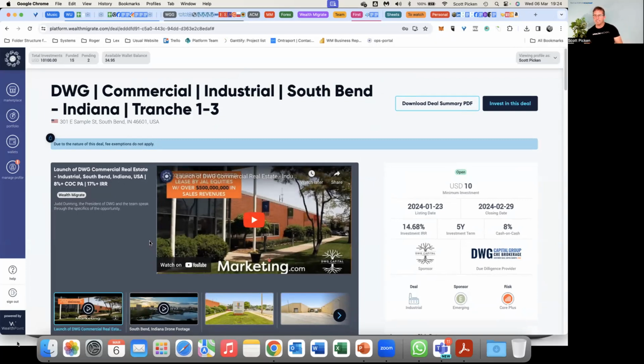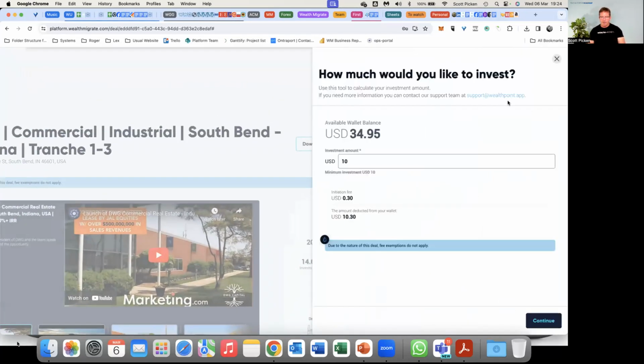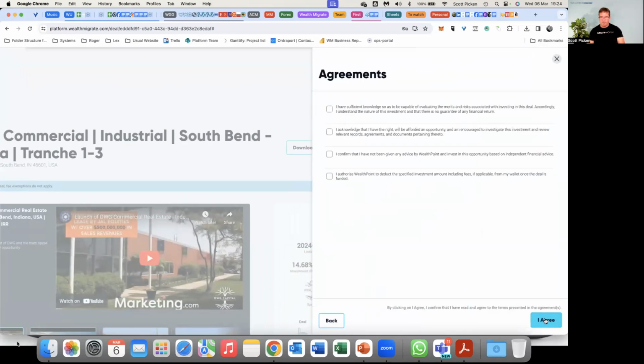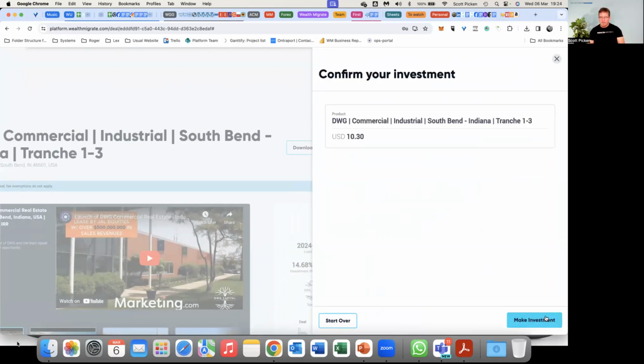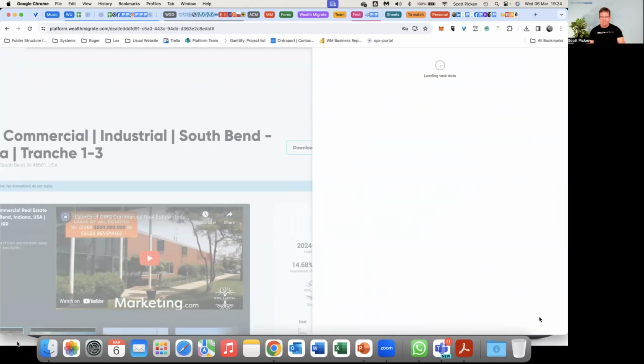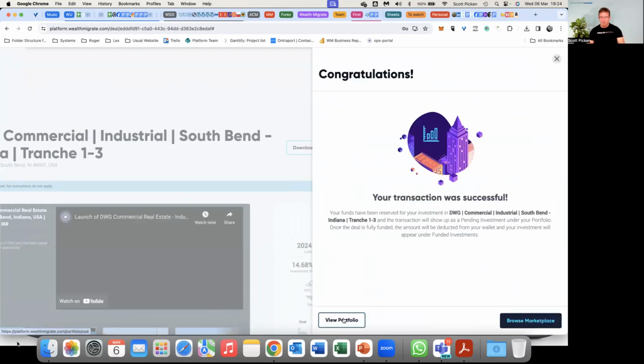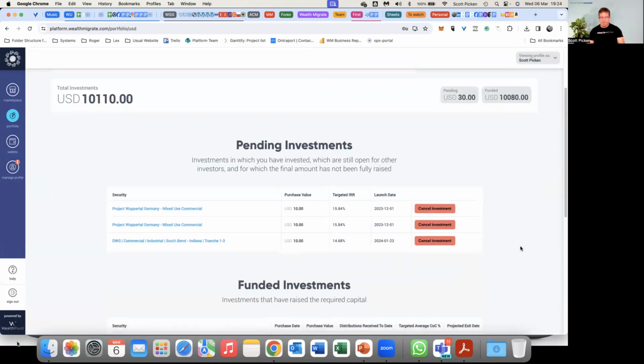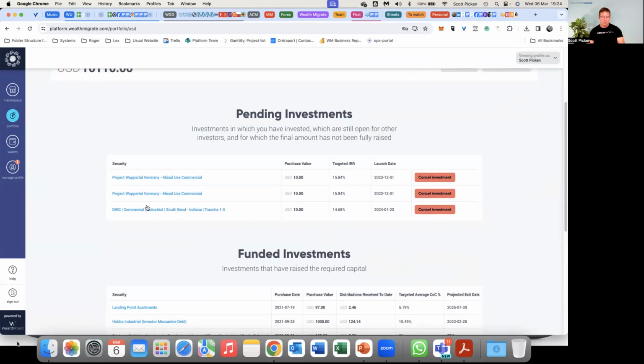Someone's saying, what website is this? This is Wealth Migrate. And yes, Craig, there's currently 2 deals. So now let's say, right, I've decided this is a deal I like. So I want to invest in this deal and I want to invest $10. And I literally go continue. I digitally tick the contract. I go agree and I go make investment. And can you believe it, in under 30 seconds, you've just witnessed me invest in America?